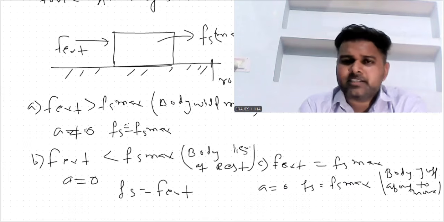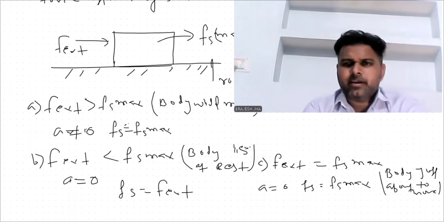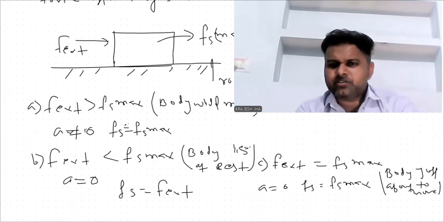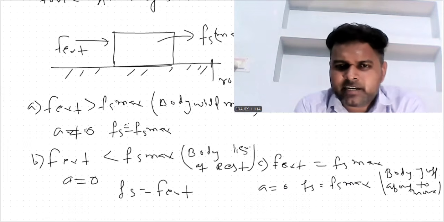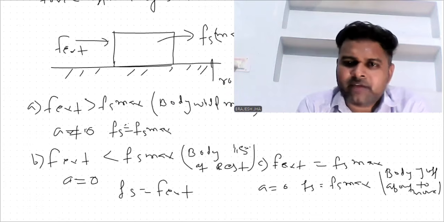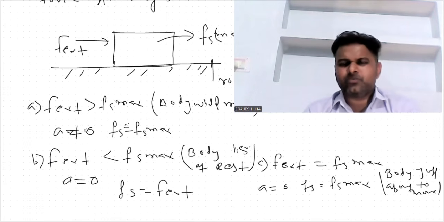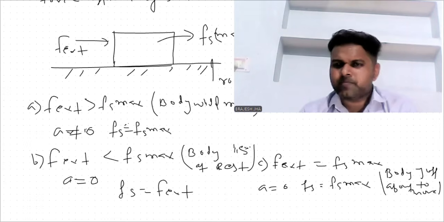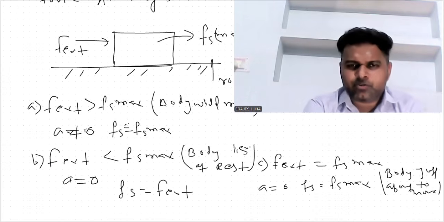But in the third case, case B, F external is less than Fs max. So it does not cross the limit. So what happens to the body? The body is at rest. So the friction force equals F external, meaning the body does not need to offer the maximum because the force applied is less than this. So why would this body apply more than this force? Understood, boys and girls? So I scroll up a little bit.